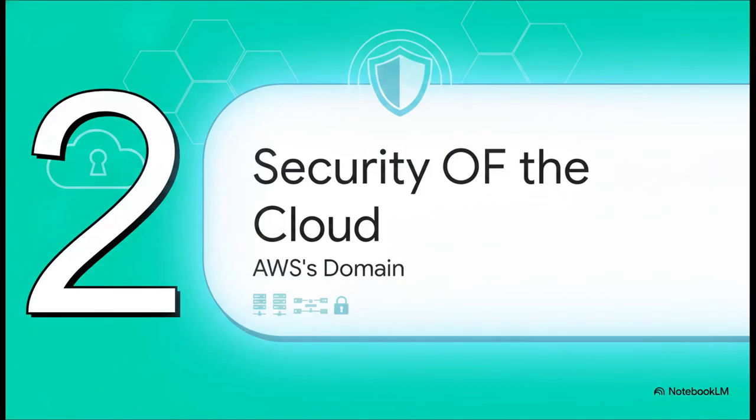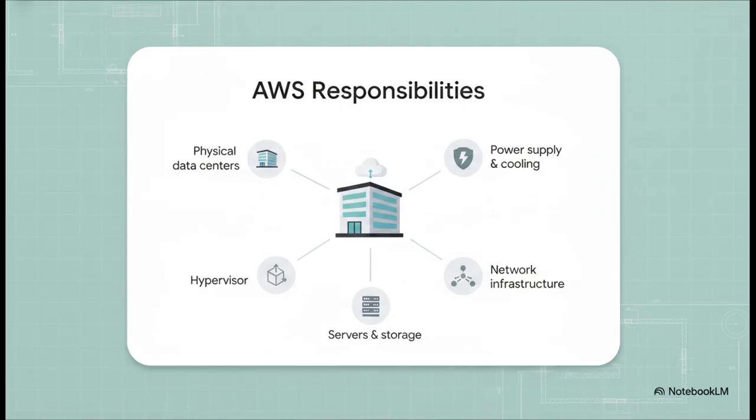Moving on to Section 2, security of the cloud, AWS's domain. Let's explicitly map out what your landlord actually takes care of on your behalf. We're talking physical data centers, power supply, cooling systems, physical security guards, network infrastructure, servers, and the virtualization layer, which is the hypervisor. Notice a theme here?